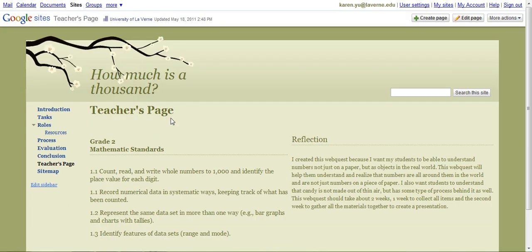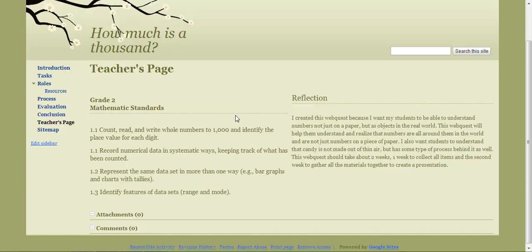My last page is my teacher's page. My WebQuest is geared towards 2nd grade. Here are the math standards that I have, as well as my reflection of why I chose it, just to get the students to be more hands-on with math rather than just seeing a number, like seeing 1,000, and they're like, okay, that's a lot. But that is my WebQuest.